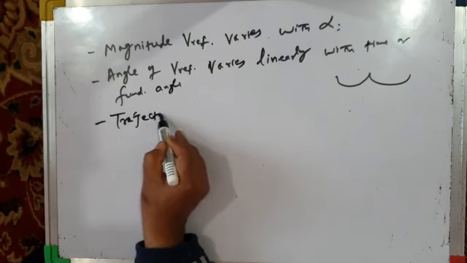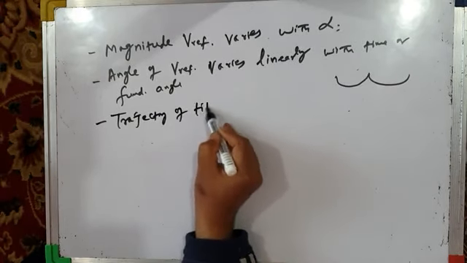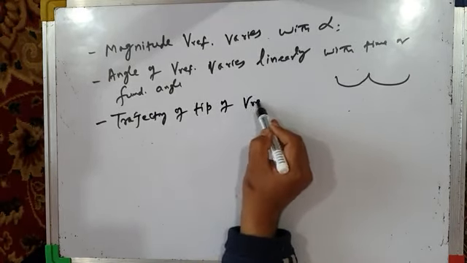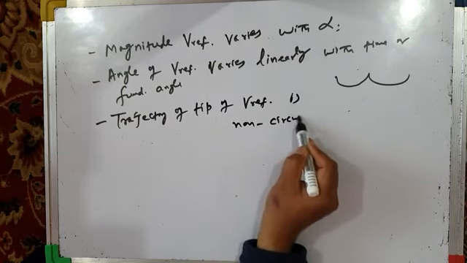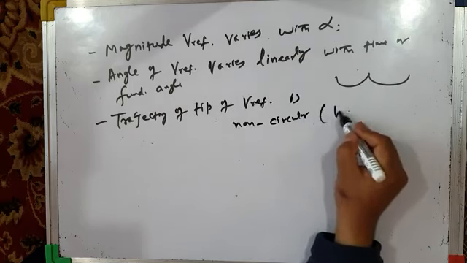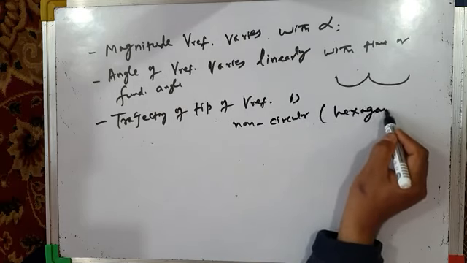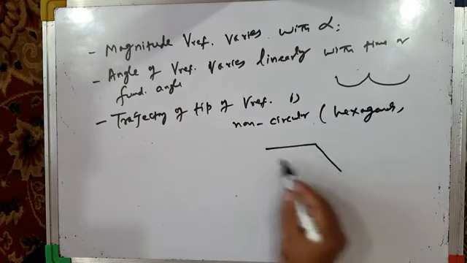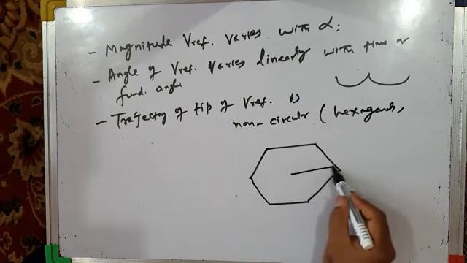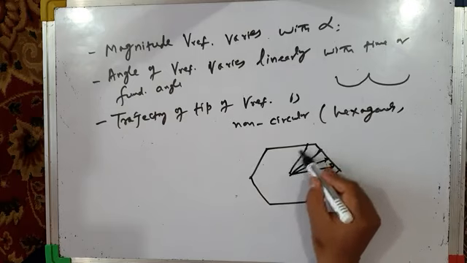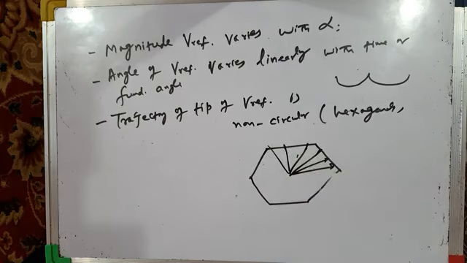And finally, the trajectory of the tip of VREF is non-circular. And it is in fact hexagonal. VREF traces this path, hexagon. You have seen it just a few moments back. VREF moves along the hexagon like this. Okay, so the trajectory is hexagon. So that is about m equal to 2.